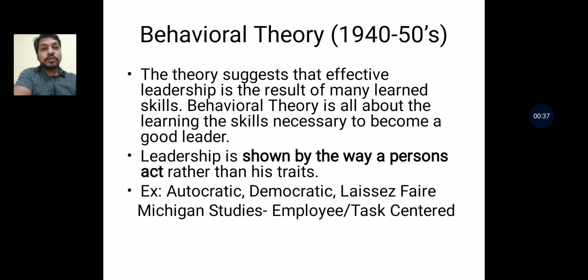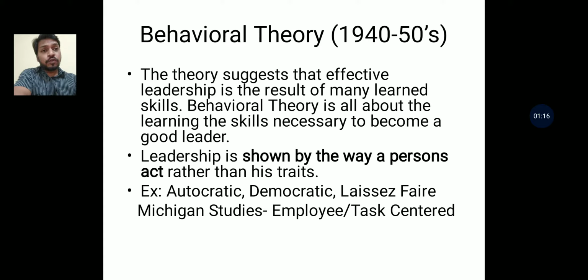Now we'll be covering behavioral theory and the modern theories that were developed from the 1940s onwards till date in this particular video. Behavioral theory was given in the 1940s and 1950s. This theory was basically saying that some of the traits inside a particular person can make for good leadership, but unless the person behaves or acts in a particular way in accordance with his traits, he cannot be considered a good leader. A good leader has to behave in a particular good way. Only then will his behavior be considered good leader behavior.